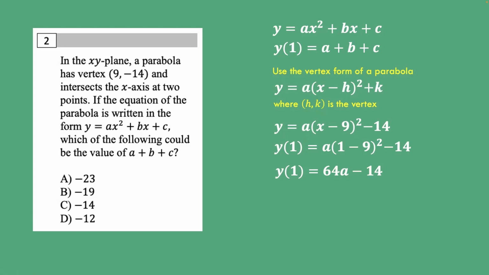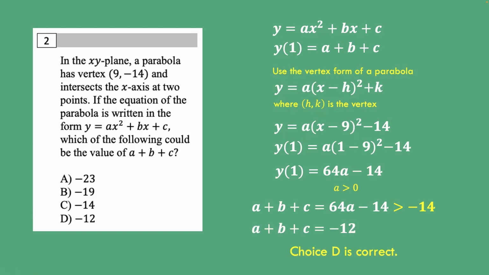Since a is greater than 0, the term 64a must be a positive number. This means that the value of y, which is 64a minus 14, must be greater than -14. When we check the answer choices, only -12 is greater than -14, so a plus b plus c equals -12.